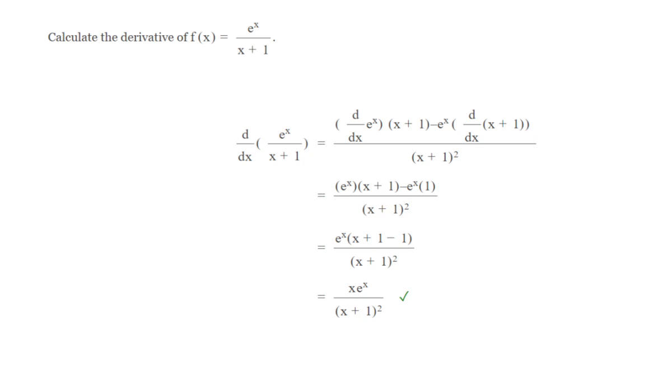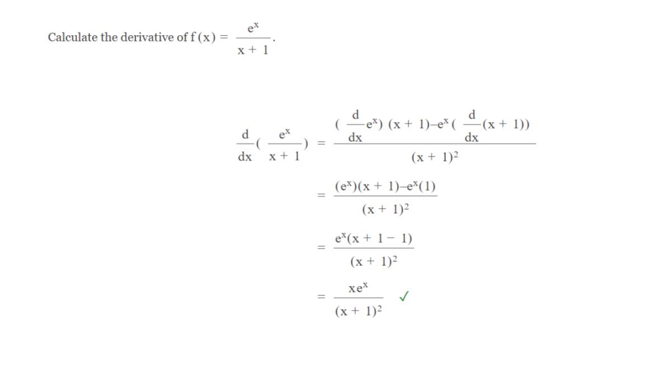Now next question. Calculate the derivative of f of x is equal to e raised to x whole divided by x plus 1. So that is derivative of e raised to x by x plus 1. So here also the function is quotient of two separate functions, e raised to x and x plus 1. So we must use the quotient rule.